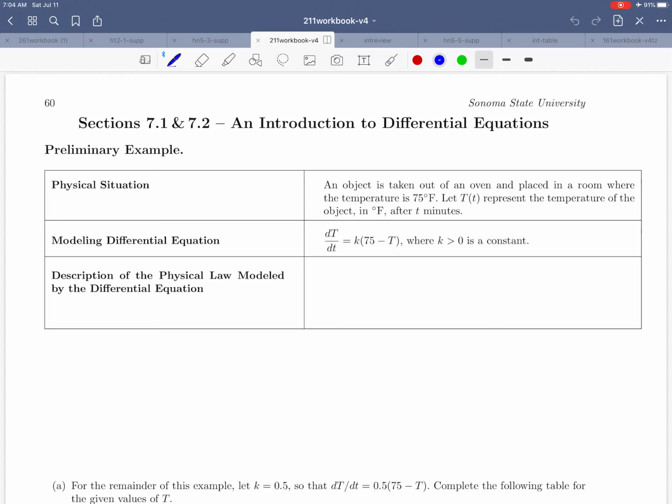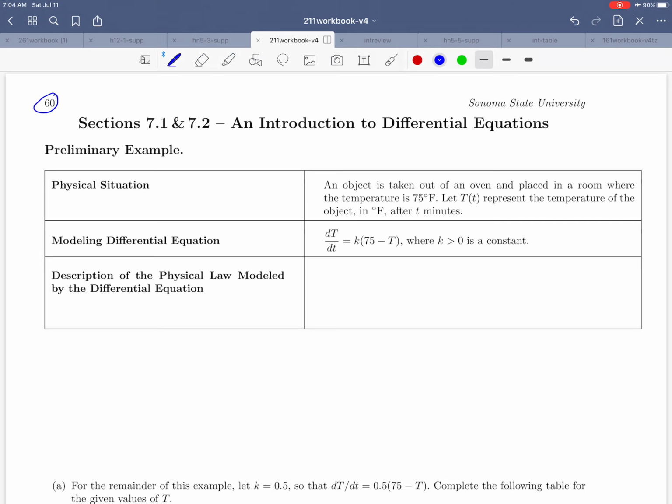Hello everybody, and welcome to page 60 on the workbook, and we are at the start of a brand new chapter, chapter 7. Let's just say a couple of words about this topic. Chapter 7 is about differential equations, which is going to be a new topic for most of you.